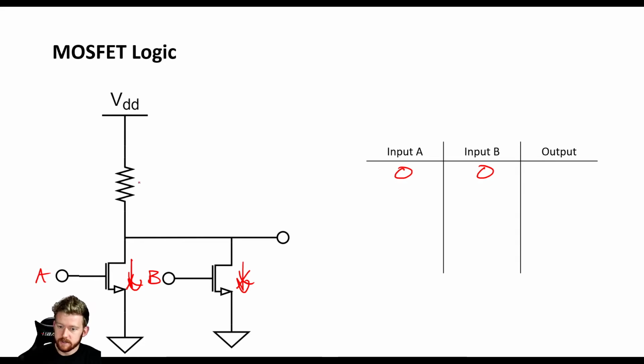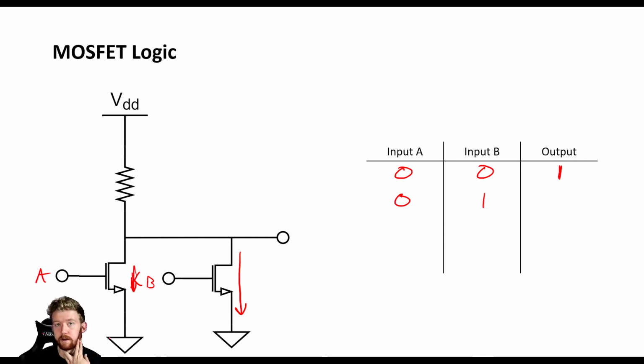Now, what that tells us is that there is no path for any current to go through this resistor and go to ground. So there's no current flowing through that resistor at all, so our VDD does not drop, and that VDD appears right on the output. So if both of these are low, our output ends up being high. Now, let's say that we set B high and A is low. So now B is high, and it's going to try and pull some current through here.